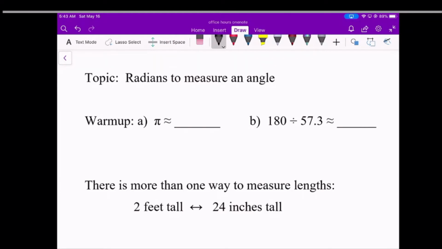The topic for today is radians, which is another way to measure an angle. I have a little warm up for you. Would you pause the video, please, and quickly do the warm up?